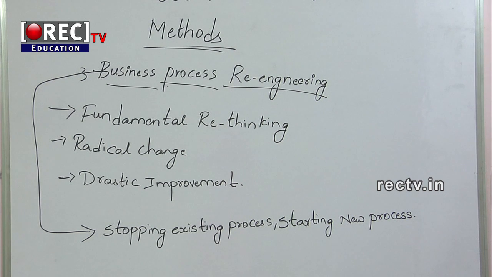Now let us see business process re-engineering, one of the methods used in radical improvement. Under business process re-engineering, there are 3 steps we have to follow to have the drastic improvement. First, business process re-engineering means stopping the existing process and starting a new process. First, we have to think of fundamental rethinking. We have to think from the root, radical change completely. If we follow this, we'll have a drastic improvement.